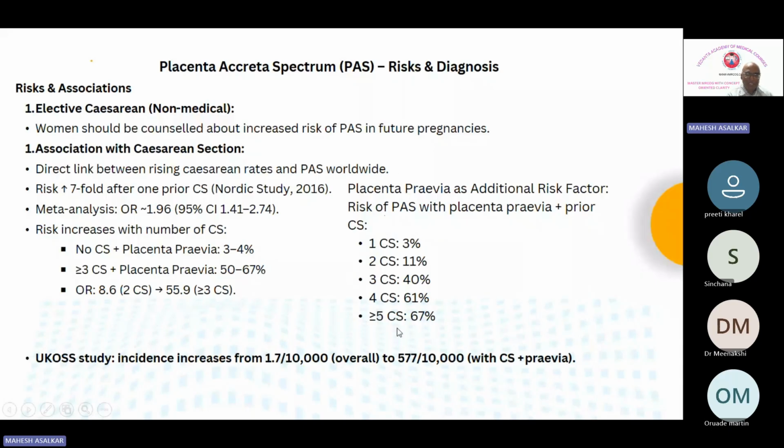Okay, so these percentages they can ask you. And it is always the number of cesarean sections. The risk will go on increasing from 3% to 67%. Okay, so for these risks, you can take a photograph of this particular slide.